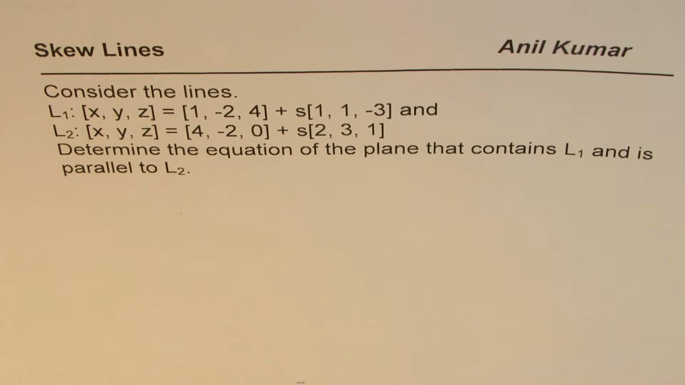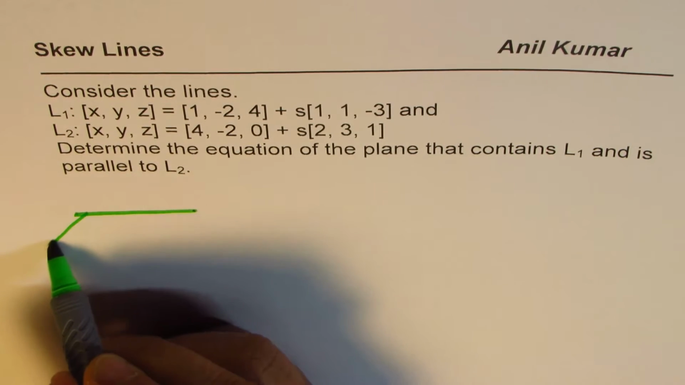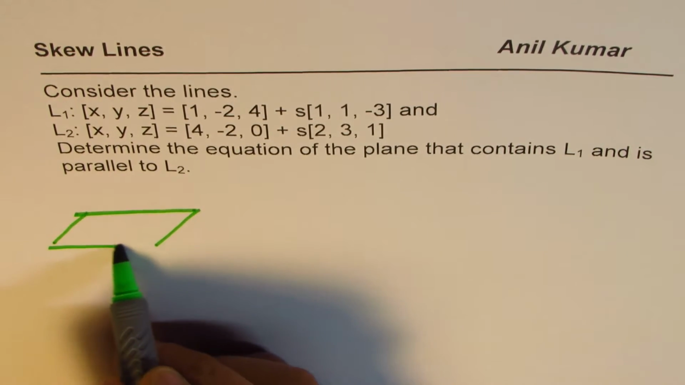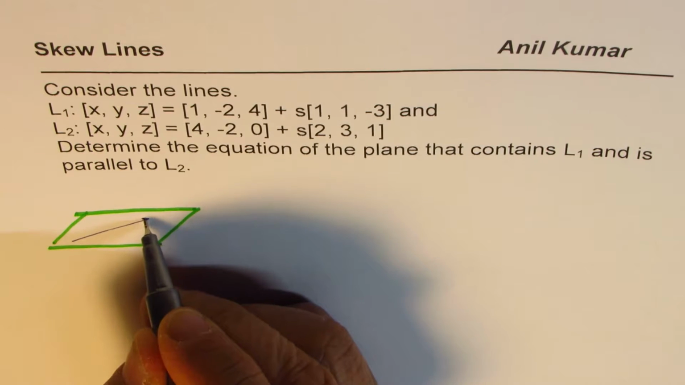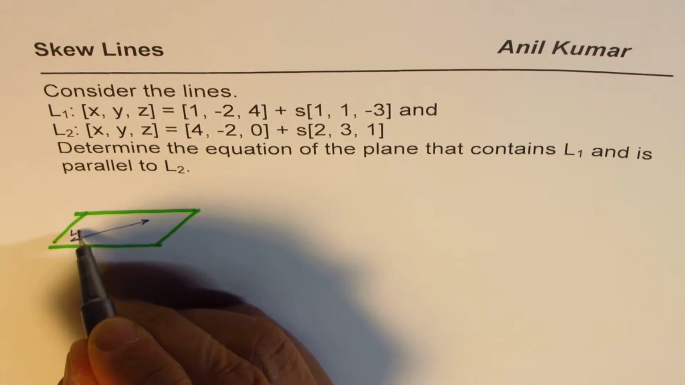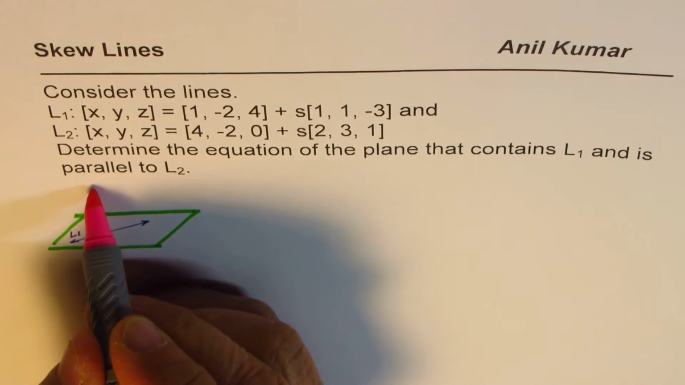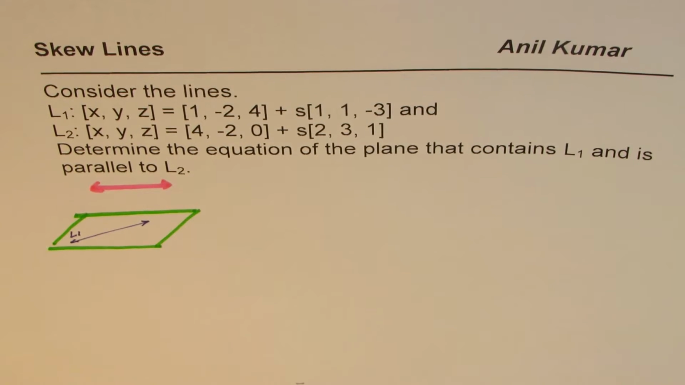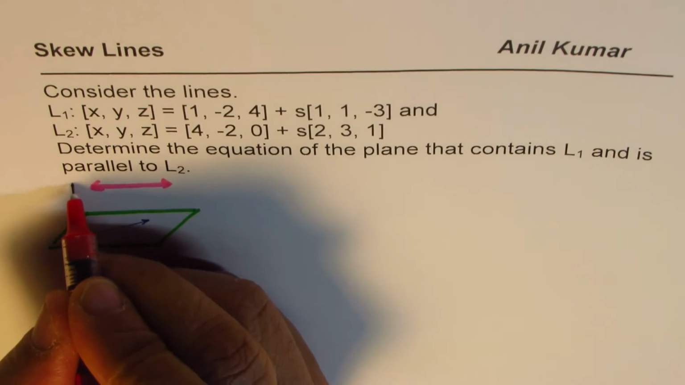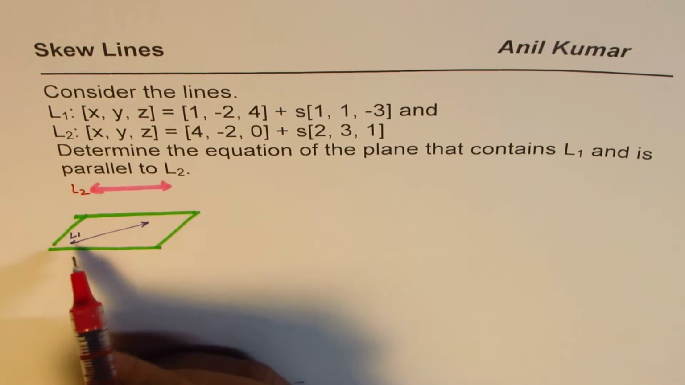So what we are saying here is that we want to find the equation of the plane. Let's say this is the plane for us. We want to find the equation of this plane which contains the line L1. Let's say that's the line L1, and is parallel to L2. So that means this plane is parallel to L2, right? So that is L2 for us. So that is the situation. So we have the other line L2 which is parallel to the plane containing L1, right?